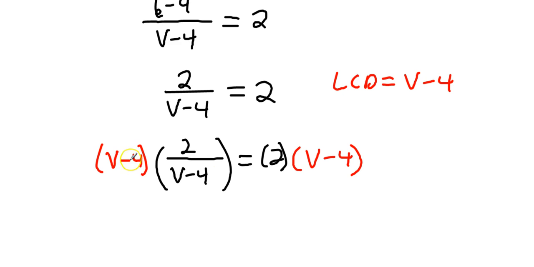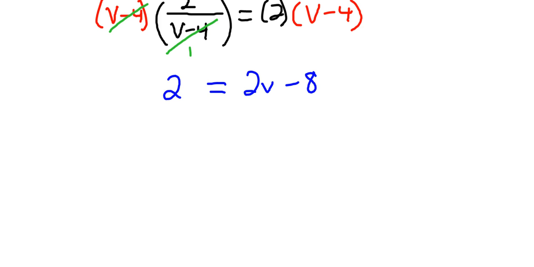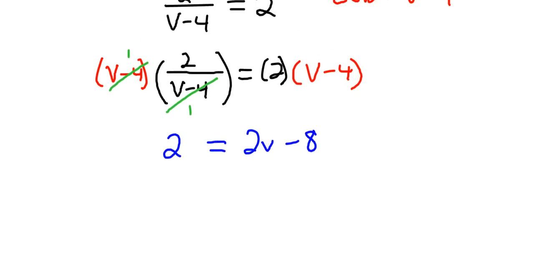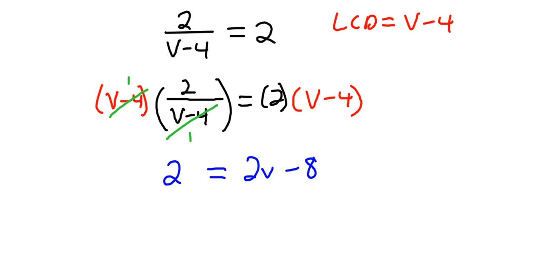And we do that one again. The v minus 4s here would cancel. So we're left with 2 times 1 on the left-hand side, or just 2. Right-hand side, that's just the distributive property: 2 times v for 2v, 2 times 4 for 8. And now you've got just a regular equation that you've got to work with here.